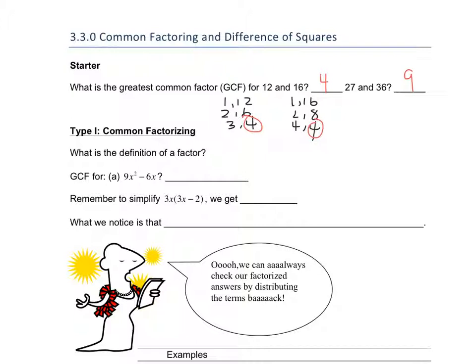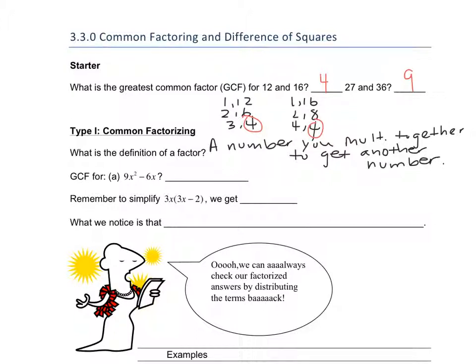And just by definition, a factor is a number you can multiply together to get another number. You can write that out. A number you multiply together to get another number.